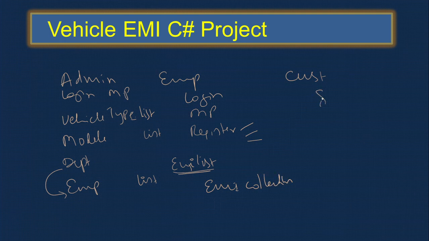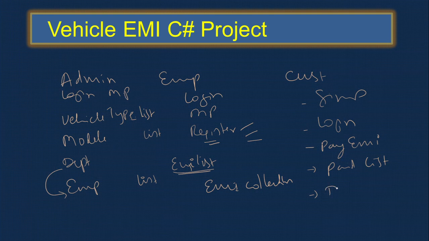On the customer side, the customer can sign up and log in. Once they purchase the vehicle, the vehicle number is there. Once they log in, they can pay the EMI, so there is an option to pay EMI. They can see the paid list, the list of EMIs paid. Then the complete details: the total number of EMIs, how much is paid, and how much is balance. All these will be in the details. Generally you can also provide FAQ, frequently asked questions, as one more option for the customer.